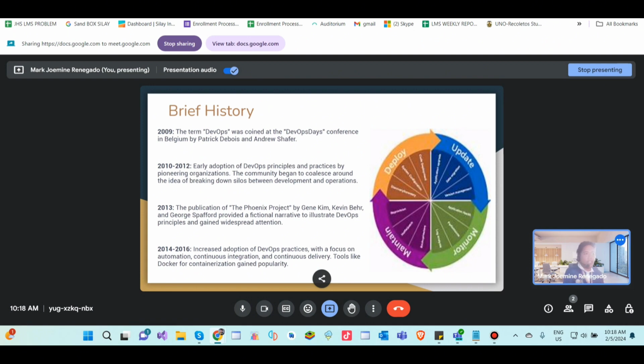So the community began to coalesce around the idea of breaking down silos between development and operations. As you can see, long time ago, development and operations were separated. They worked in different departments, one for development and one for operations. Because of the creation of DevOps, these silos have been erased or eradicated. So now, development and operations are working together, or they are now integrated into one.